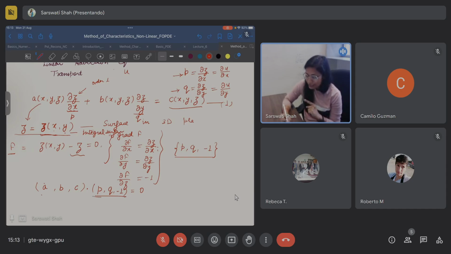It means if this is normal, then the vector is going to lie in the tangent field, because if the dot product of two vectors is 0, then those vectors are perpendicular to each other. So if this is normal to the surface, then the vector will lie in the tangent plane of the solution surface.